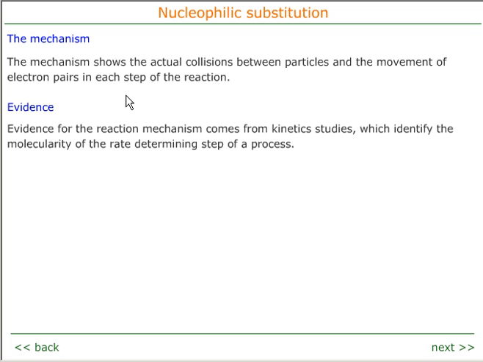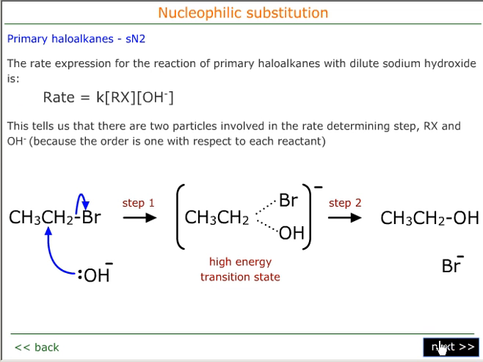The mechanism of the reaction shows the actual collisions that take place in each step of the reaction. Now, these are usually shown by curly arrows showing the movement of electron pairs. Electron pairs are the only things that can really move in a reaction mechanism. We get evidence for the mechanism from the reaction kinetic studies. And these identify the molecularity of the slowest step, which is the rate determining step of a process.